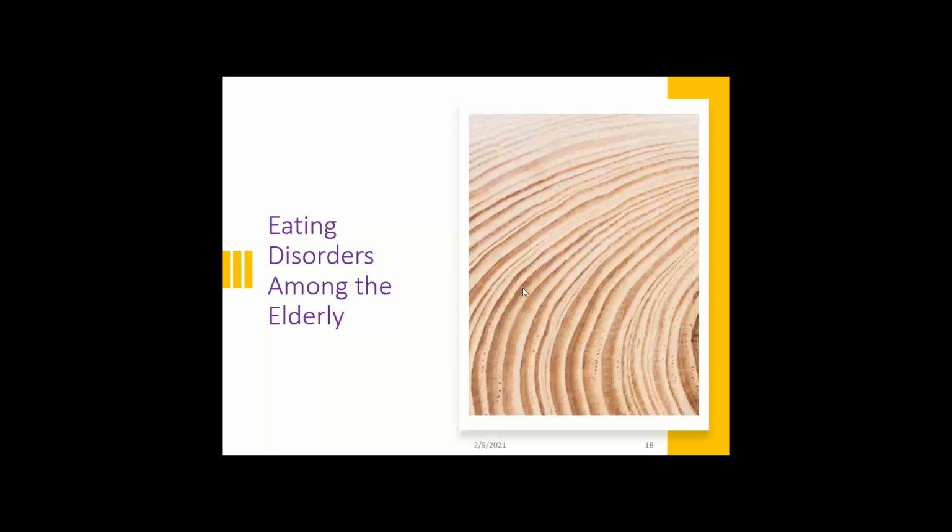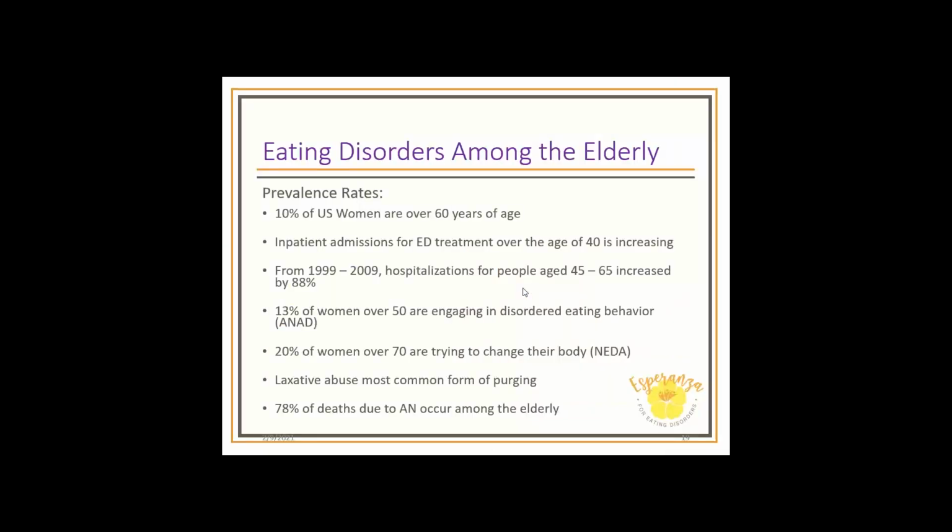Okay, so eating disorders among the elderly. So the prevalence rates. What we're seeing is that, first, 10% of us women in the US are over 60, and I'm one of them. And our inpatient admissions for eating disorder treatment over the age of 40 is increasing. We've certainly seen that here, especially in our binge eating populations. From 1999 to 2009, hospitalizations for people increased by 88%, and 13% of women over 50 are engaged in disordered eating behavior.